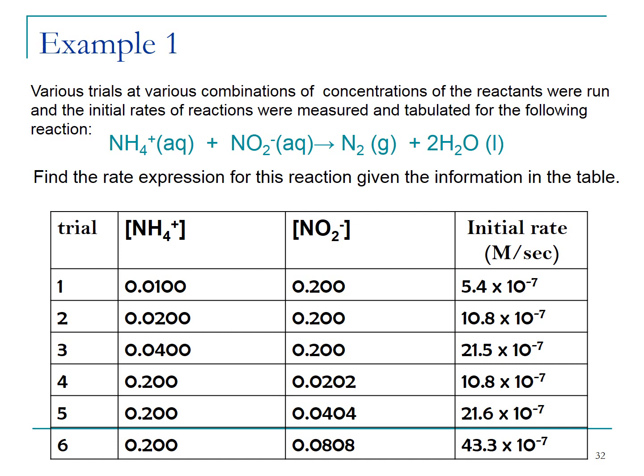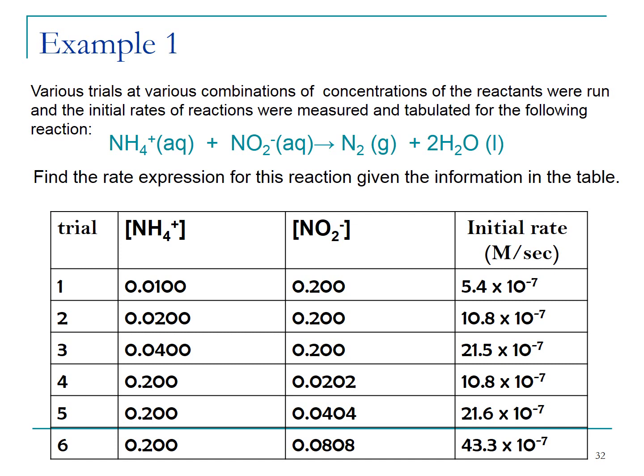Let me give you a little bit of a look at this data, and then we'll follow it along as the other slides come up. But just think through what I'm saying here. Just look at trial 1 and 2. All we need to know is how the concentration of NH4 is affecting the rate of this reaction, because NO2 is staying constant. So we don't even have to worry about it for this moment.